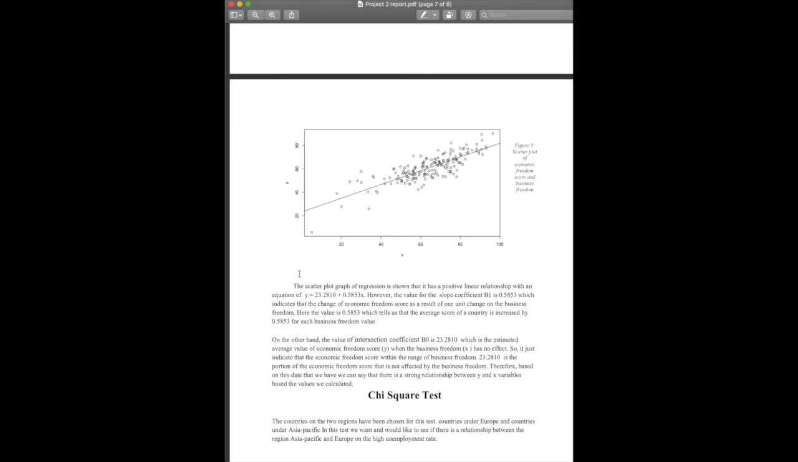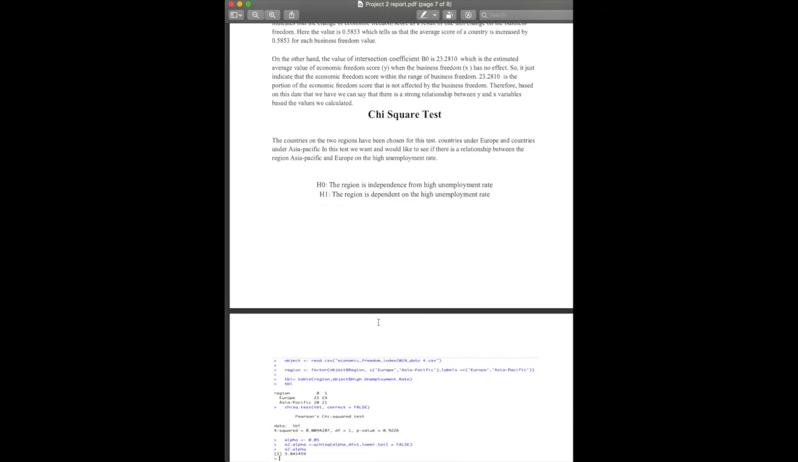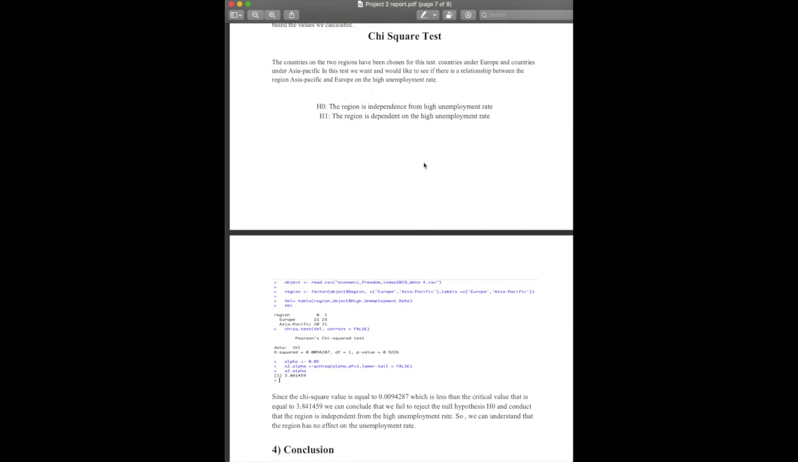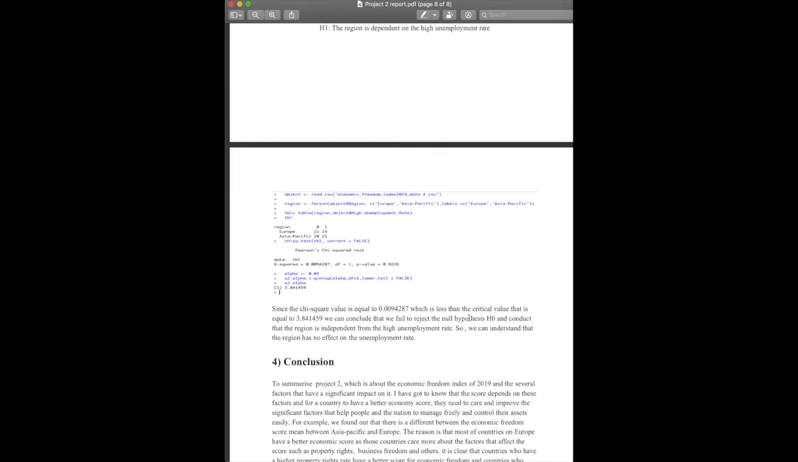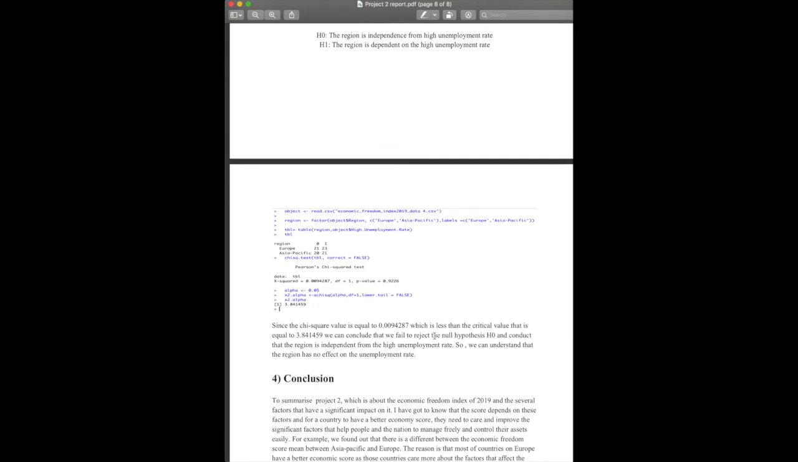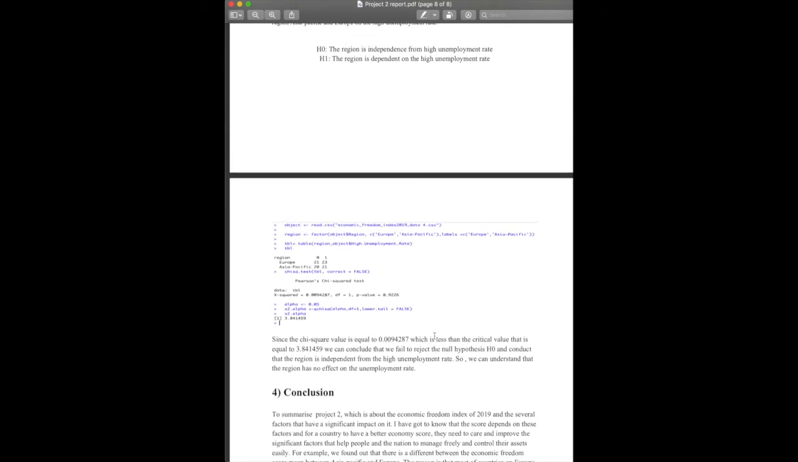Now we go to the independent chi-square test. In this test, I want to see if the region, especially Asia and Europe, is independent or dependent on the high unemployment rate. After doing the test, I concluded that the region is independent of the high unemployment rate. So we can understand that the region has no effect or impact on the high unemployment rate.